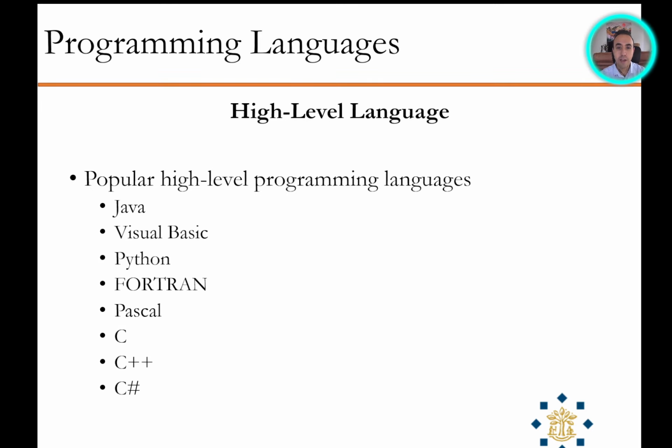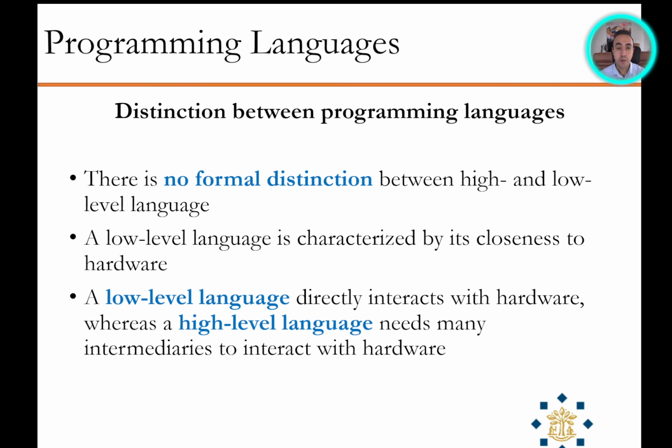And the popular high-level languages are Java, Python, C++, C#, Visual Basic, etc. In this module, we are going to learn Python. Okay. So what is the distinction between the programming languages? There is actually no formal distinction between high and low-level language. It is more characterized by the closeness to the hardware. So a low-level language is closer to the computer hardware than a high-level language is.